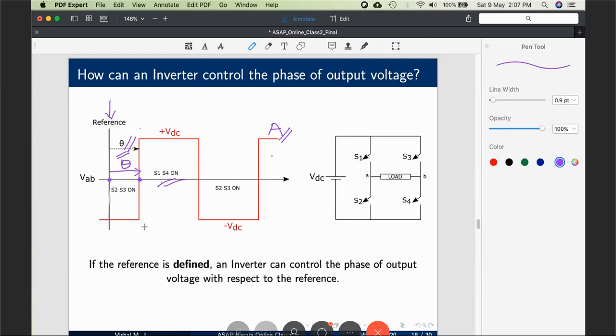So if your reference is defined, then it's child's play for the inverter to control the phase of your output voltage. Hope the concept is clear. So pulse width modulation is for voltage magnitude, frequency modulation is for frequency, and the third parameter the inverter can control is phase, with respect to a reference, which means your reference has to be properly defined. If it is defined, then the inverter can control the voltage magnitude, frequency, as well as phase of the output voltage with respect to that reference.